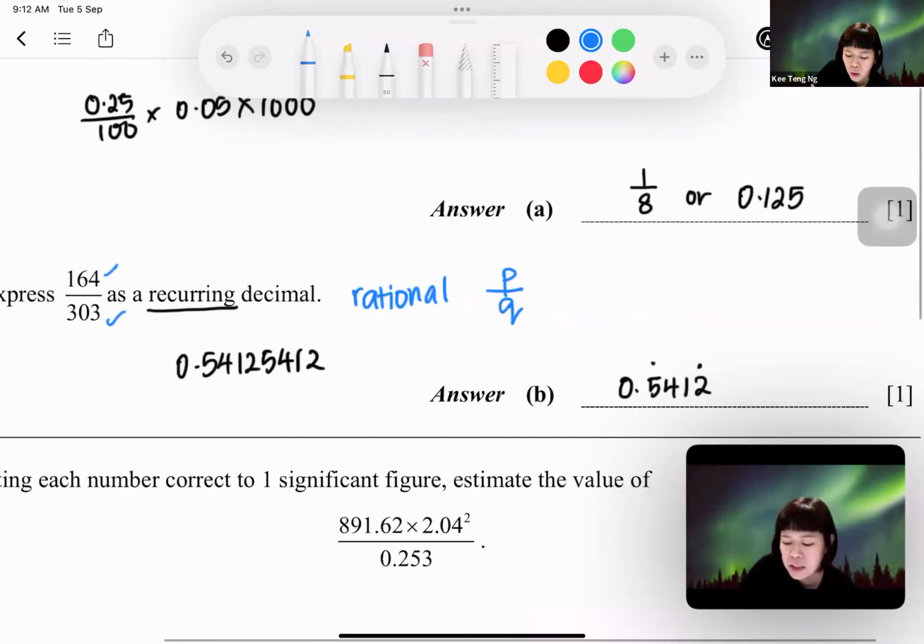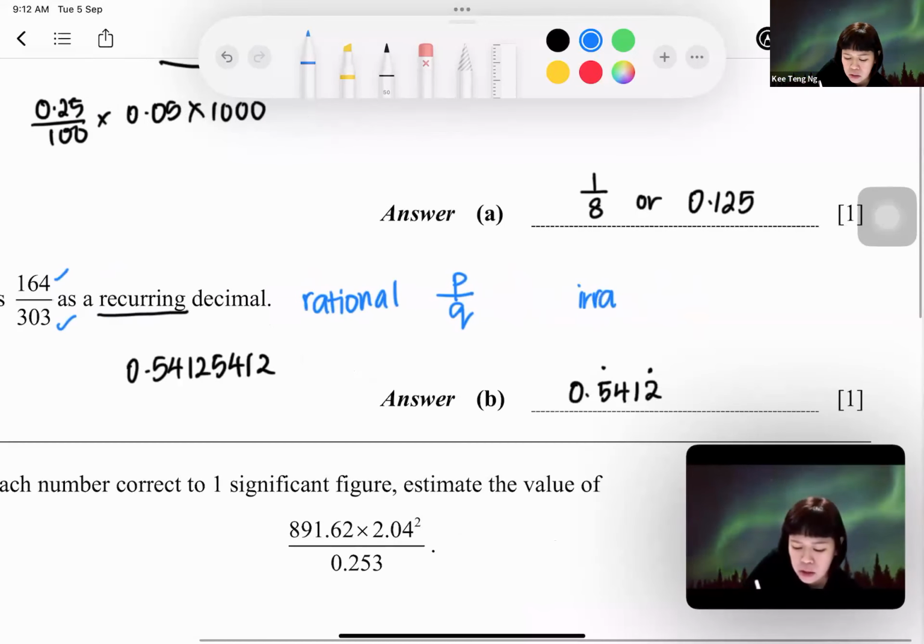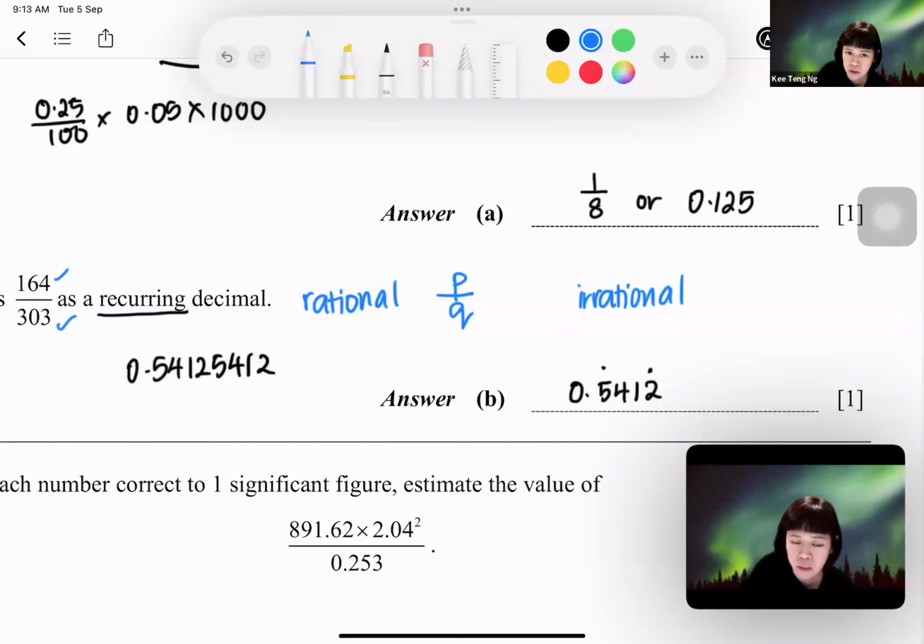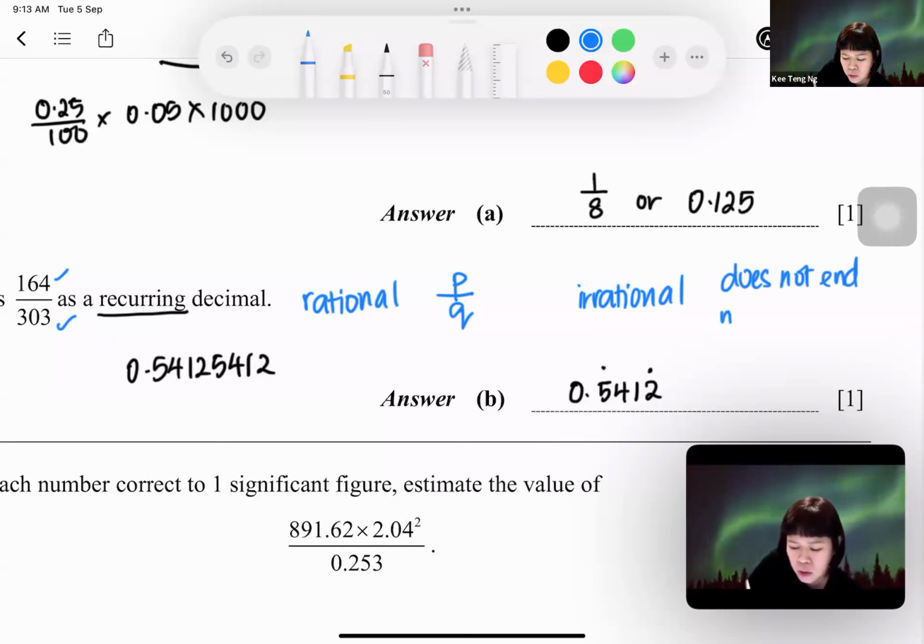On the other hand, what is an irrational number? An irrational number is a number that cannot be expressed as a fraction with integers p and q. The next tip is for an irrational number: the number does not end and it has no repeating pattern.